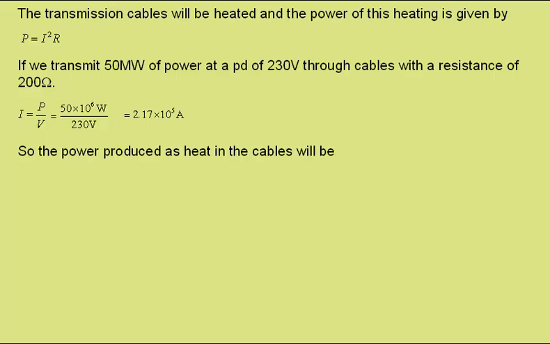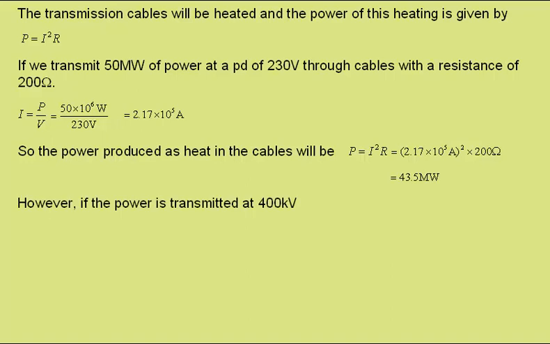So the power produced as heat in the cables will be given by current squared times resistance, and this comes out at a massive 43.5 megawatts. That's nearly 90% of our power being lost as heat in the cables.